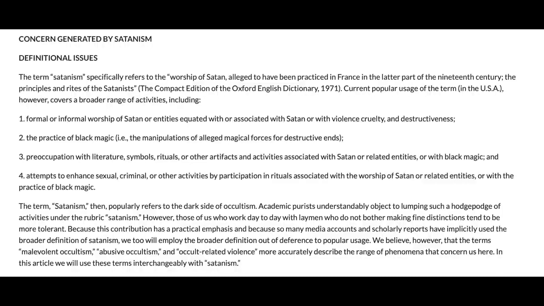2. The practice of black magic, i.e., the manipulations of alleged magical forces for destructive ends. 3. Preoccupation with literature, symbols, rituals, or other artifacts and activities associated with Satan or related entities, or with black magic. And 4. Attempts to enhance sexual, criminal, or other activities by participation in rituals associated with the worship of Satan or related entities, or with the practice of black magic. The term Satanism, then, popularly refers to the dark side of occultism.